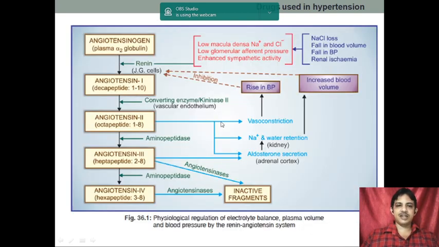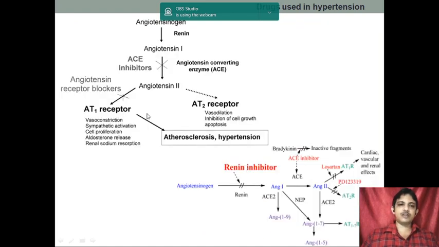Angiotensin 2, whatever effects we have seen, is mainly mediated through the angiotensin 1 receptor, the AT1 receptor. Now, the angiotensin receptor blocker means AT1 receptor blocker. These drugs block this receptor so that angiotensin cannot act on the AT1 receptor. As a result, functions like vasoconstriction, sympathetic activation, cell proliferation, aldosterone release, and renal sodium reabsorption will stop. As a result, blood pressure again falls.